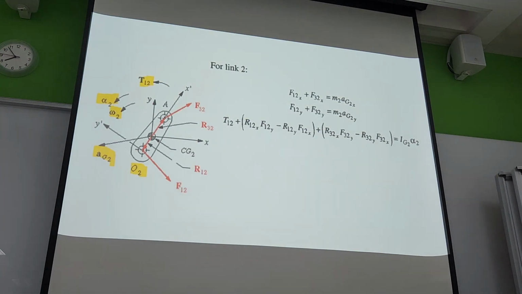Okay, so this is explained for link 2, in the same way of writing. The two equations we write are: the sum of the forces is mass times acceleration, and the sum of the torques is I times alpha. Now these equations you apply to every link, following the notations.